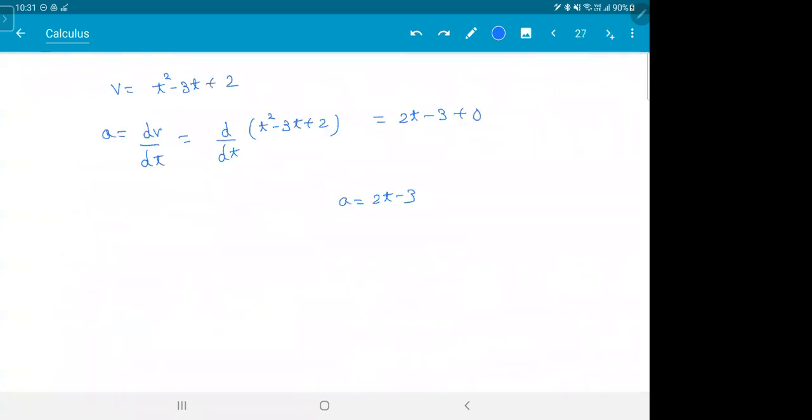Any doubts on this page? Please ask me. Copied everyone? Let's see one more like this.